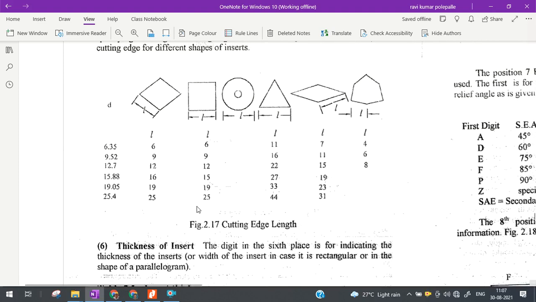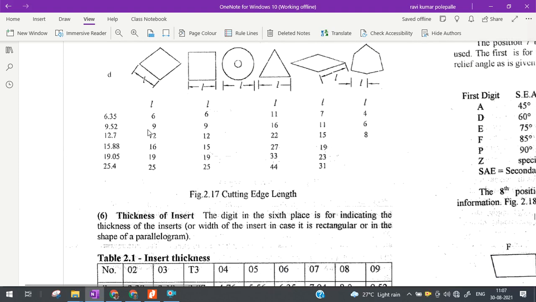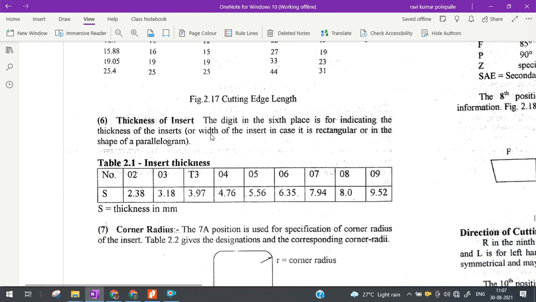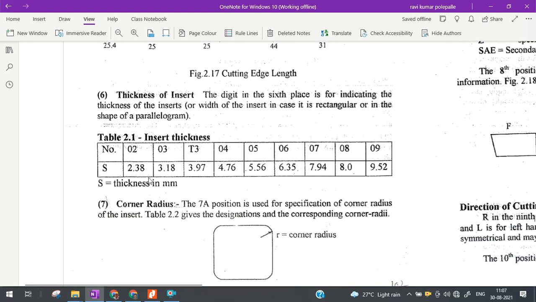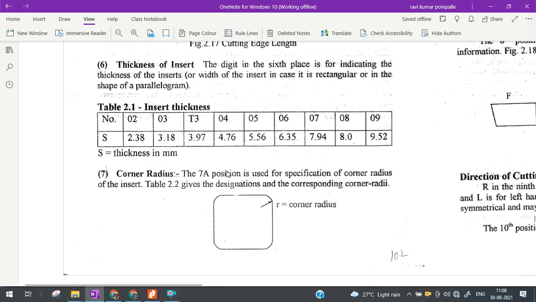The next information, so this dimension L, right? That means length of the edge, or say diameter of the insert, right? So that is one. Thickness of the insert. So serial number 2, 3, T3, 4, 5, 6, and so on. Each of the thickness, say T4 indicates 4.76 mm thickness.